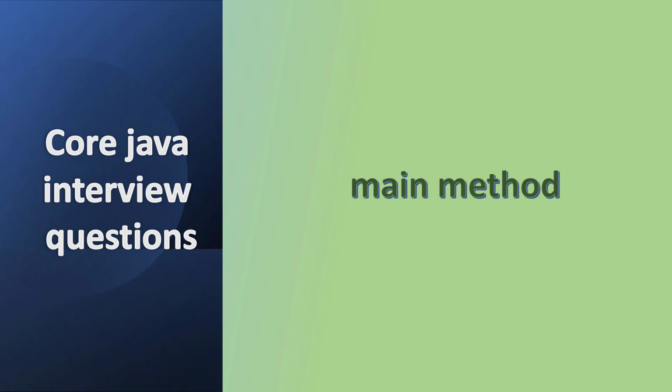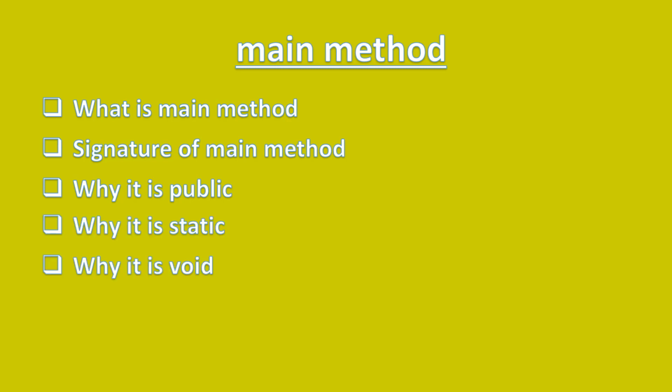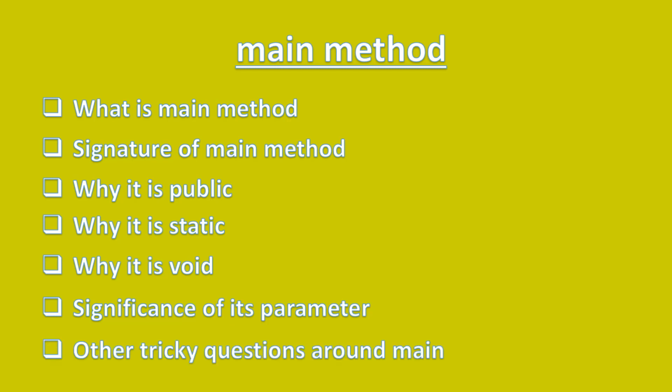Today we will take a look at a very commonly asked question in Java interviews, main method in detail. The points that will be covered in this video are: what is main method, its signature, why it is public, why it is static, why it is void, what is the meaning of its parameter, etc. Followed by tricky questions about main. Do watch the video till the end.